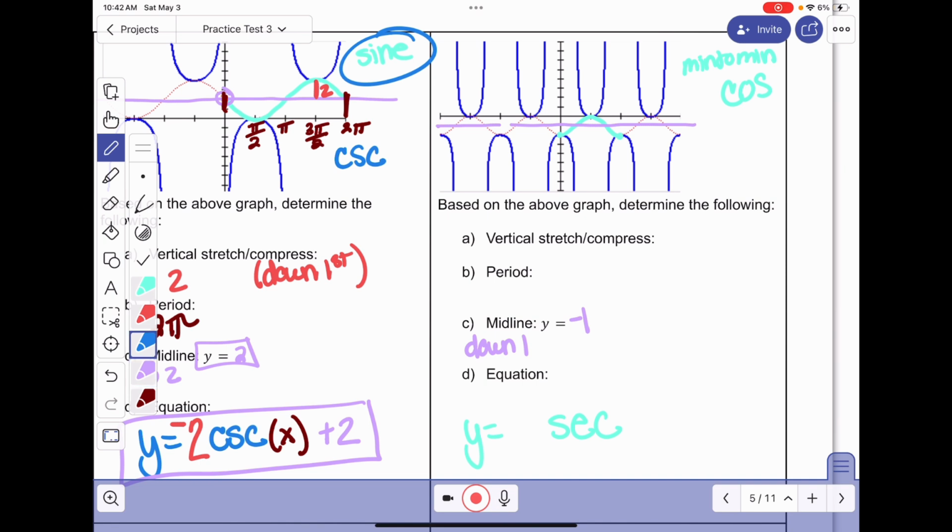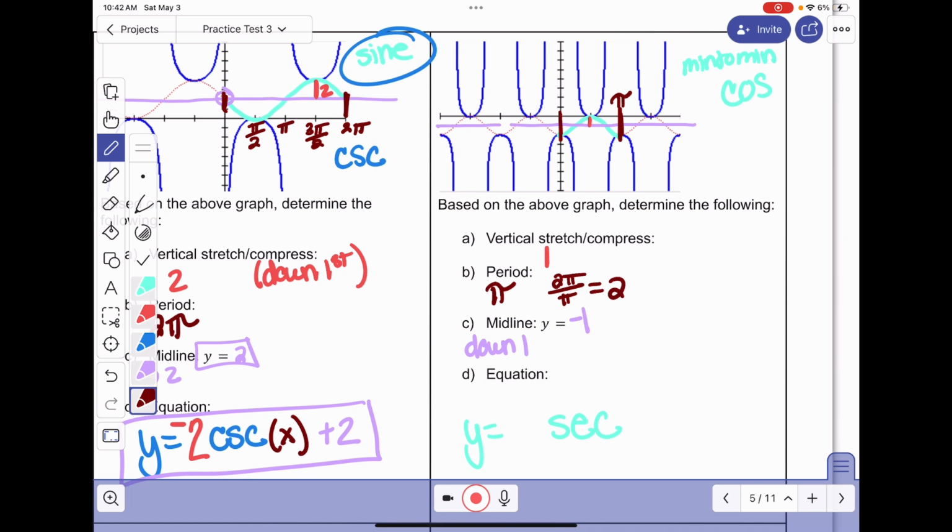Our vertical stretch, so on here we're going up 1 to get to the top. So our vertical stretch is 1. Our period, so we start at 0 and we get back to the minimum at pi. So our period's regular pi. To find the number for the equation, we have to do 2 pi divided by pi, and we're going to plug in the 2. So now let's make our equation.